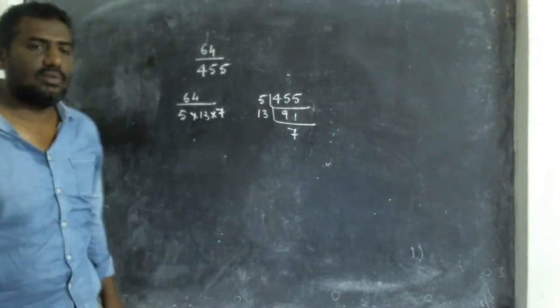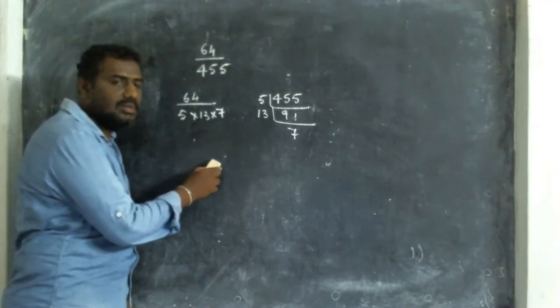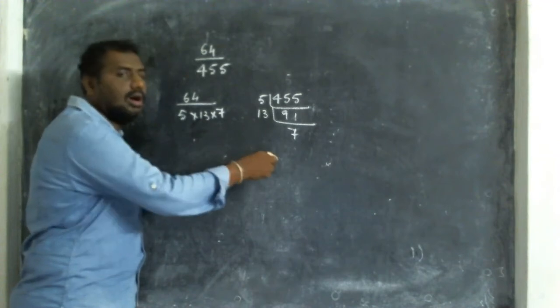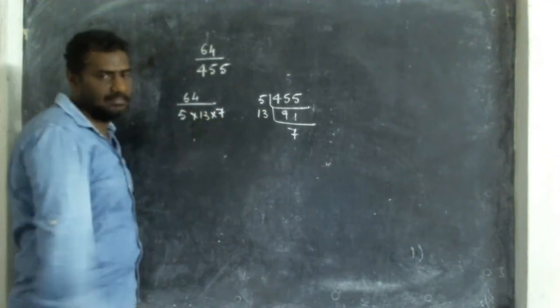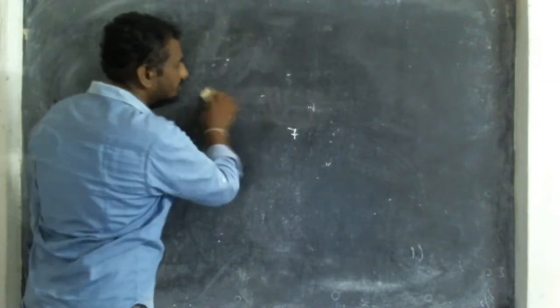So finally what we can say, it is a non-terminating decimal because the denominator is not in the form of 2 power m or 5 power n or 2 power m into 5 power n. Okay, sure. We'll go for the next example.